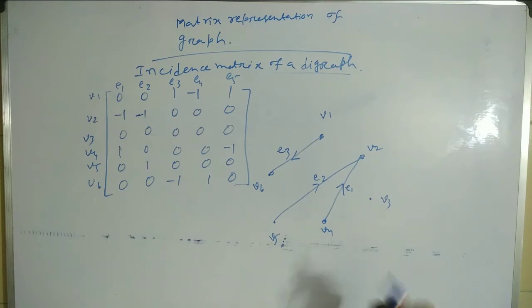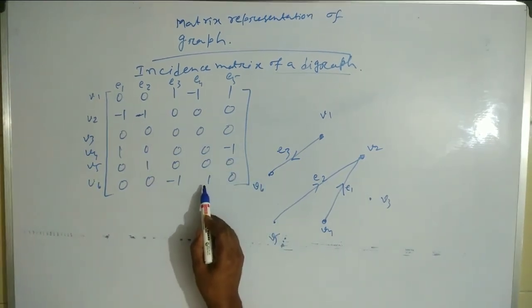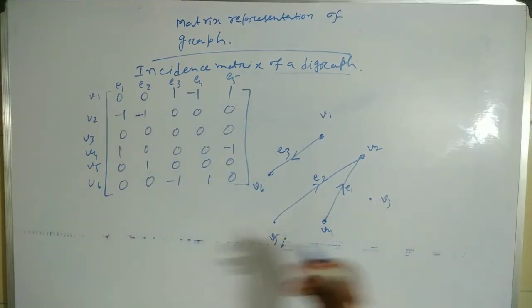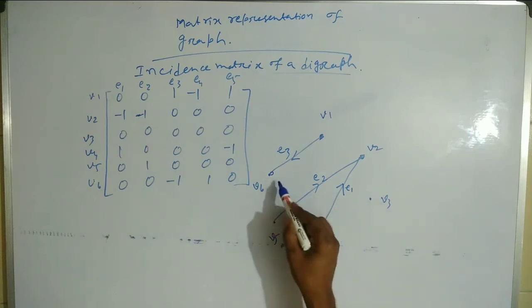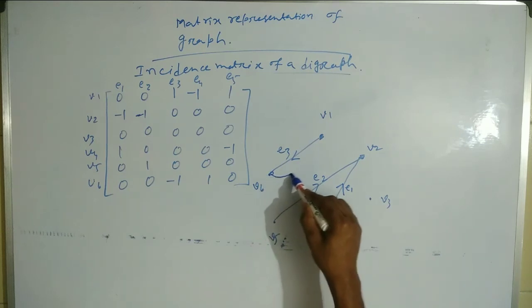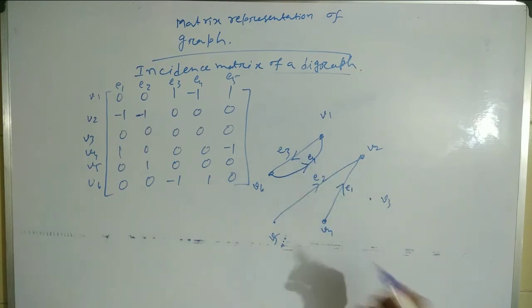Next, E4. E4 is going from V6 to V1. That is, V6 to V1. So we have to draw another edge, but the direction will be this, and this is E4. These are parallel edges. You can see that.